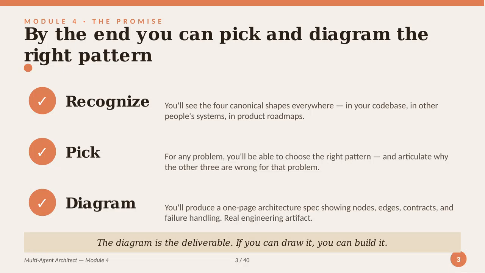3 deliverables from this module. Recognize. By the end of the hour, you'll see the 4 canonical shapes everywhere. In your codebase. In other people's systems. In the product roadmap your boss handed you last Friday. The shapes are universal. Once you know them, you'll spot them.